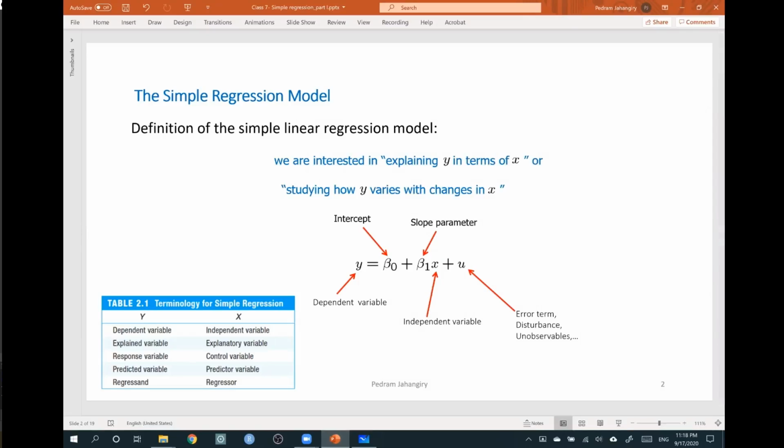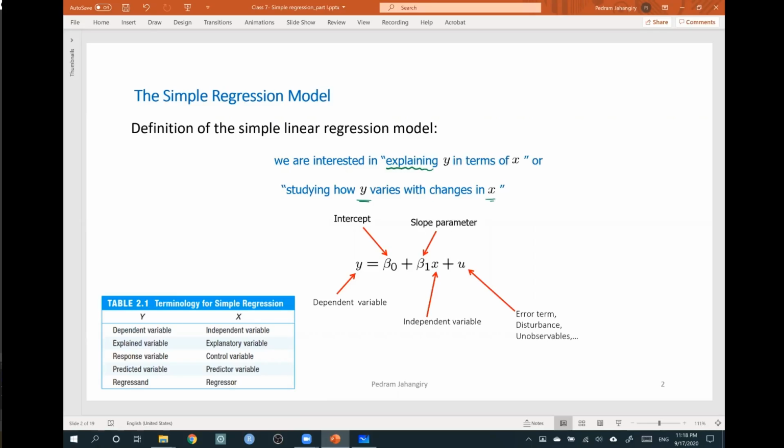So the definition of the simple regression model is like this. We are interested in explaining, at the end of the day, you want to explain something using an econometric model. Explaining y in terms of x. So explaining wage in terms of education, explaining wage in terms of gender, explaining wage in terms of experience, and you name it. Or alternatively, we say that the simple regression model studies how y varies with changes in x. So the direction of the causality is important.